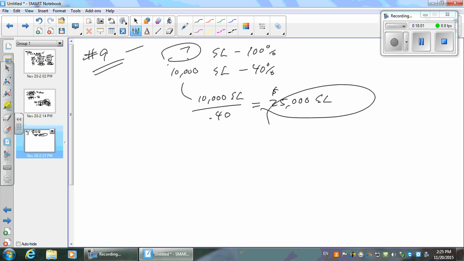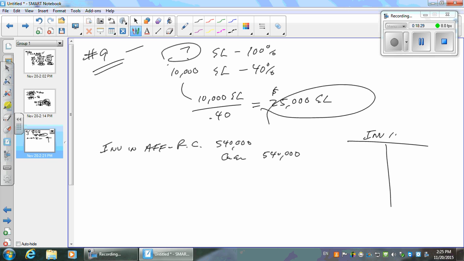What is the ending balance in investment in affiliate? Well, all we need is journal entries. What they did in the first place was debit investment in affiliate, Rocket Corp., for $540,000. They credited cash, which was already written down there. So investment in affiliate was $540,000. Then what happened?